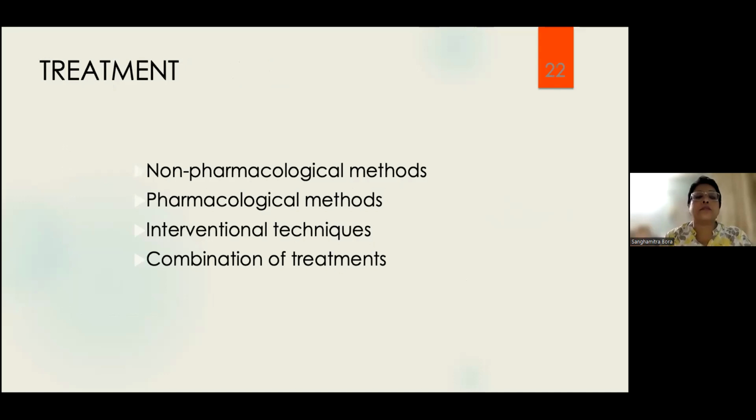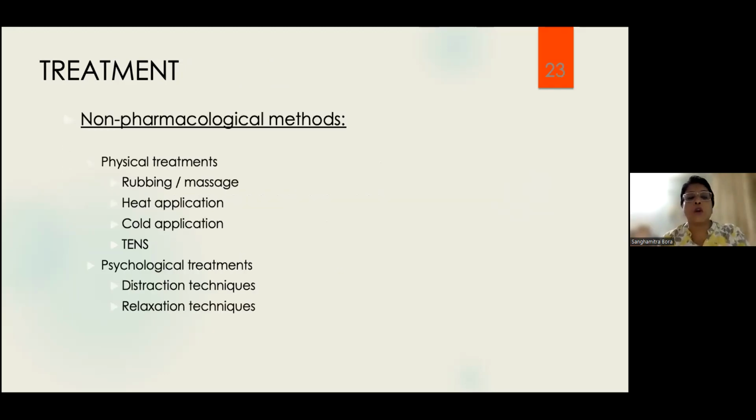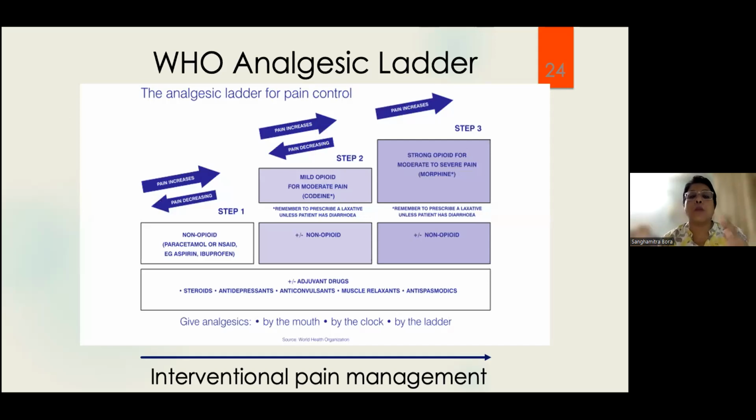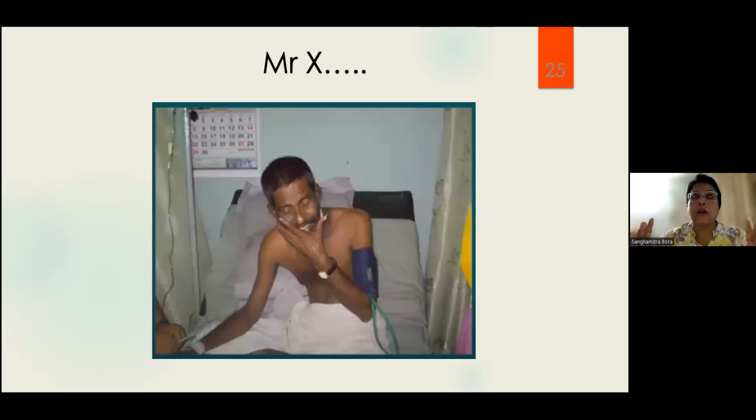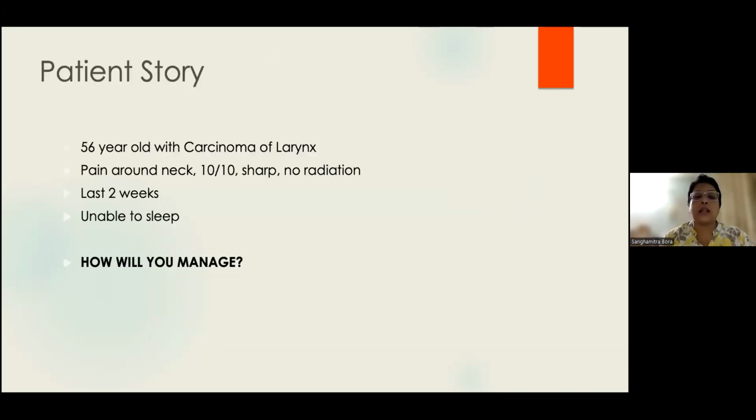Treatment basically is, we start from non-pharmacological methods, taking on to pharmacological methods, interventional techniques and combination treatments. So I'm not going into these. I'm sure you also know about the WHO analgesic ladder, so I'm not going into that also. But just to start with the usage of strong opioids or step 2 and step 3 drugs, let me put forward this particular patient, Mr. X. You can see in the picture the kind of emotions that this patient is showing at this point of time.